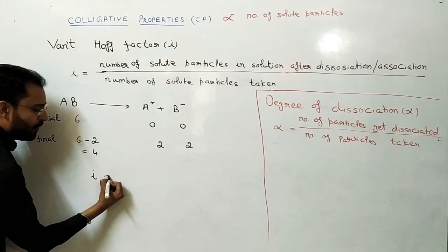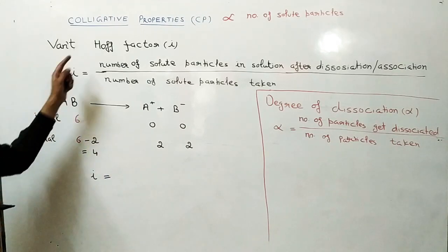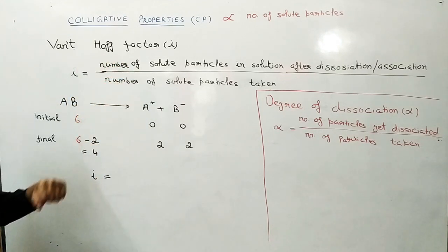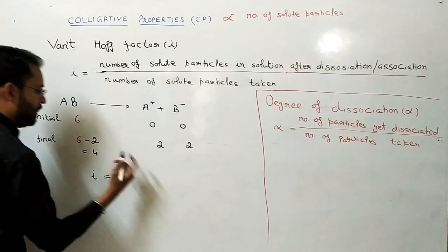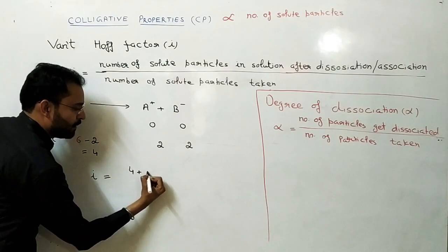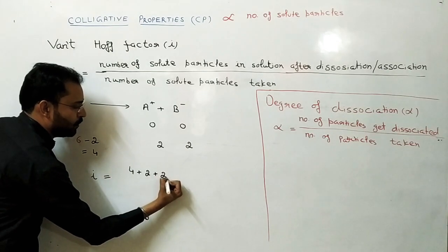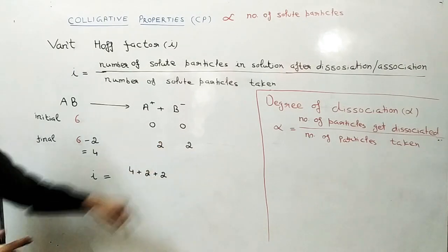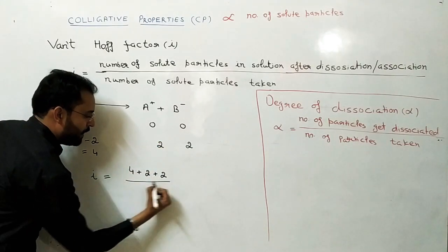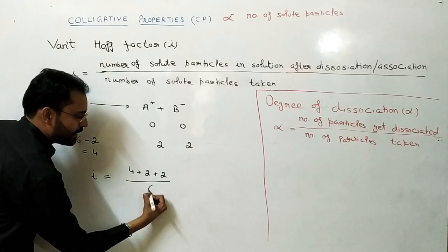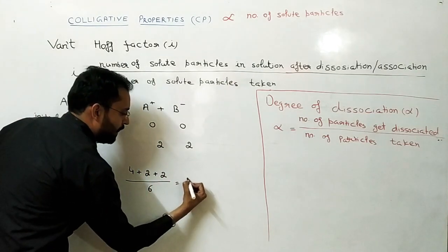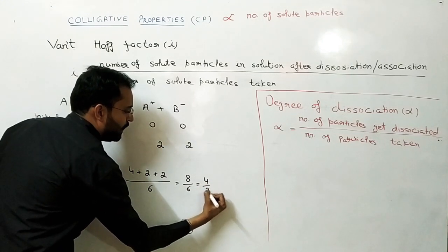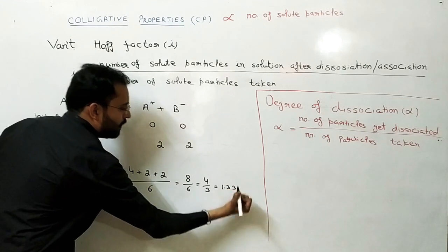So what is the value of van't Hoff factor? i is the number of solute particles in solution after dissociation. How many particles do we have? 4 complete and 2 plus 2 dissociated. So 4 plus 2 plus 2 in the solution, divided by the 6 initially taken, comes out to be 8 upon 6, which is 4 by 3, approximately 1.33.